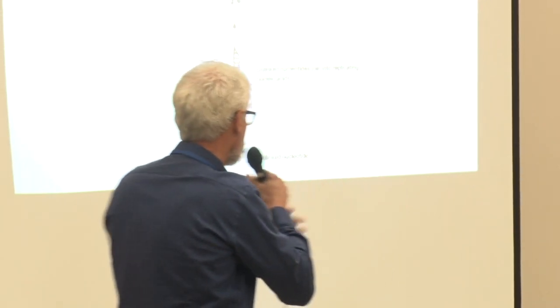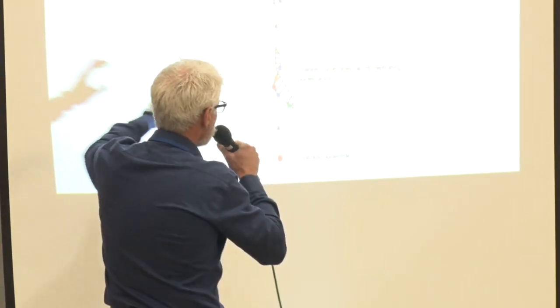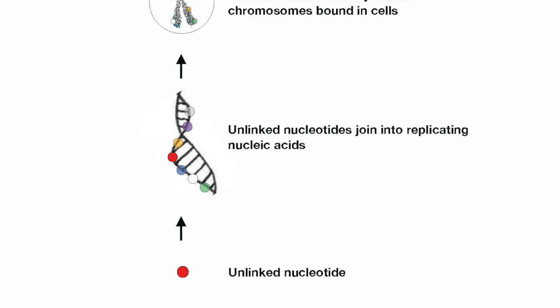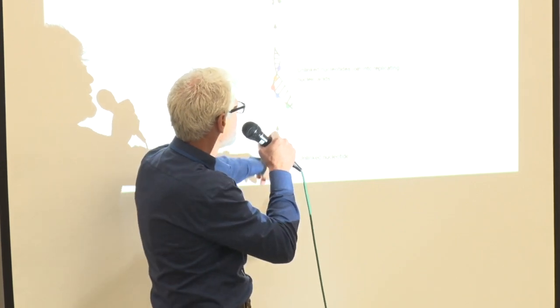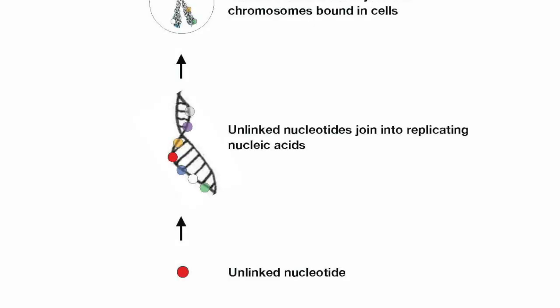So let me kind of talk this through. At the very bottom, we have these unlinked nucleotides, which are simply components of genes, just sort of floating around. And they can, and they do, replicate. They are replicating molecules. That is what they do. But we don't see just unlinked nucleotides floating around. They tend to lump together and form replicating nucleic acids.